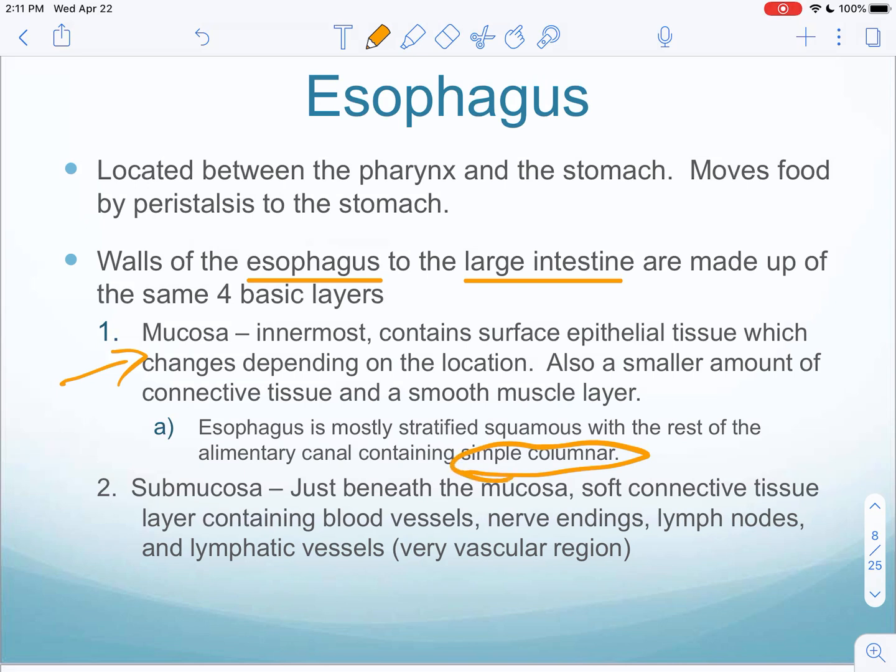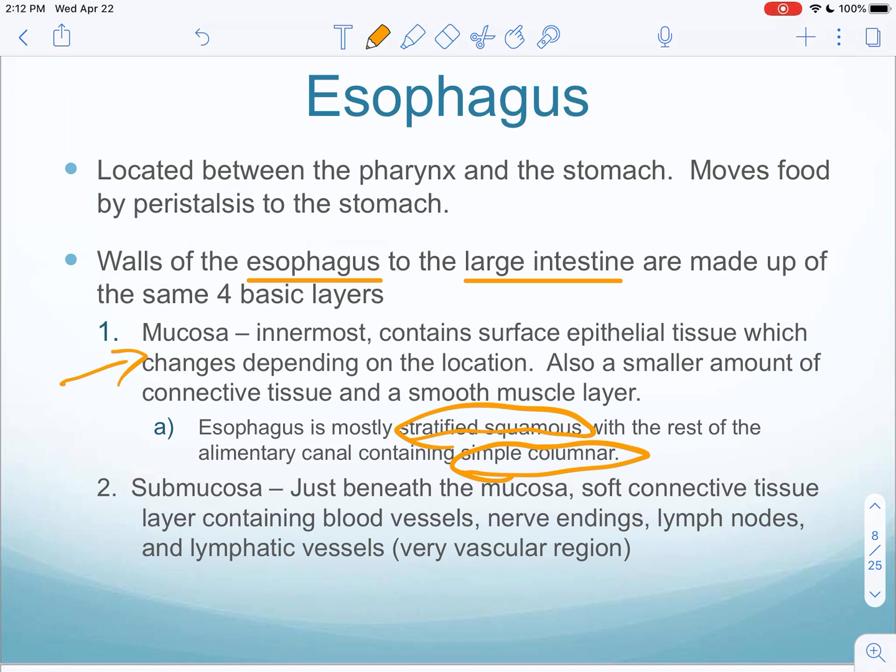So sorry, I misspoke initially. The esophagus is going to be stratified squamous, and the rest of the alimentary canal, stomach, small, and large intestine are all simple columnar. Now, the stratified squamous in the esophagus allows it to resist friction. As you're swallowing foods, some things are going to be more abrasive than others, and this way if you do damage to a few of the surface cells, it's okay because they get replaced by cells underneath, and they continuously replace just like your skin does.